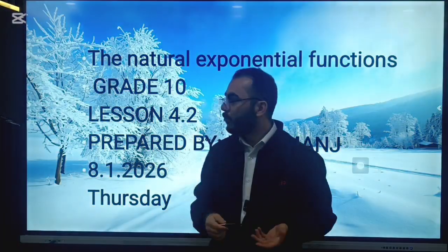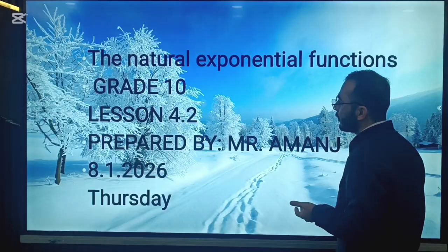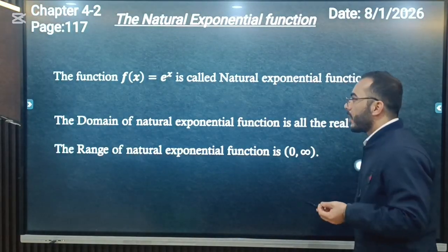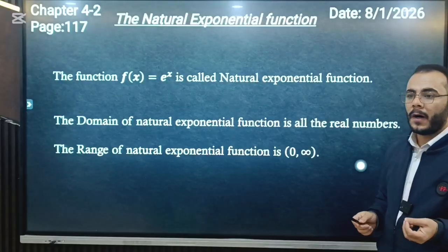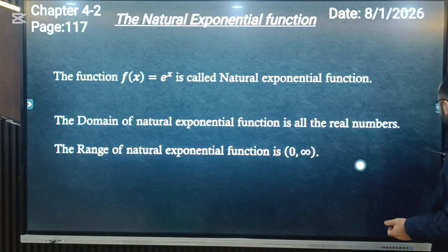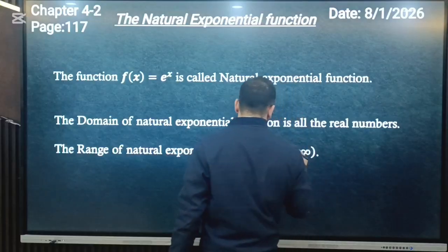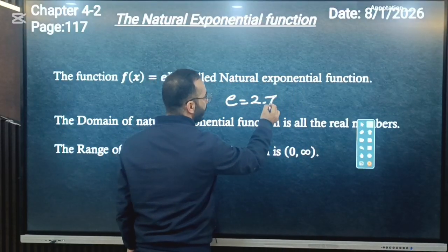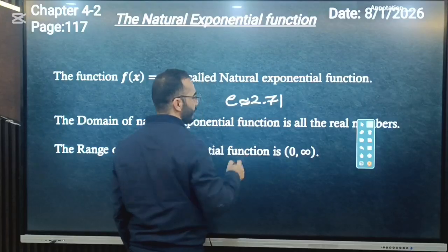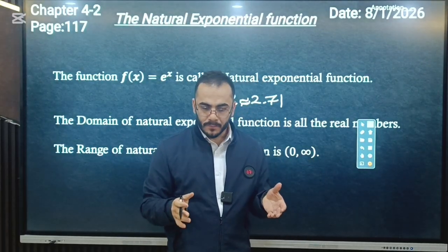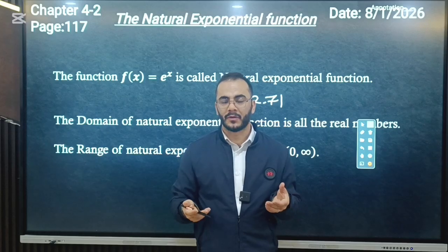So what about e? What is e? Remember, e equals 2.71. So approximately we can say that our e equals 2.71. So it's approximate, not exact. So from now on, consider e as 2.71.